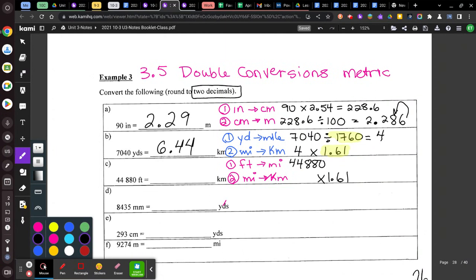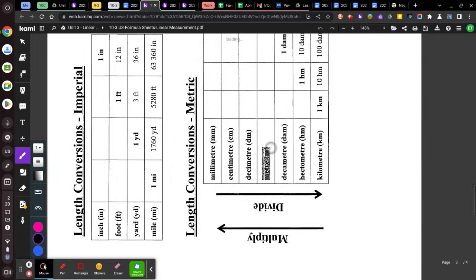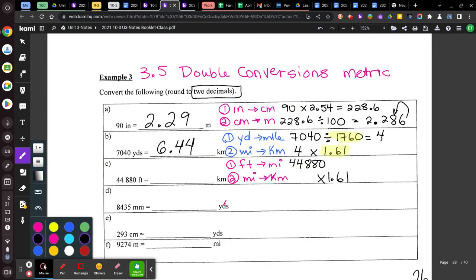So if I look at my conversion sheet, feet to miles, bringing up my feet to mile, there we go. Okay, so we are going in this conversion foot to mile. So foot to mile, we're going to be using the number 5280. So we find feet down to miles, and we're going down, so we're dividing. So writing our steps down, we're going down, so we are dividing by that big number, 5280. And that's going to give us exactly 8.5 miles.